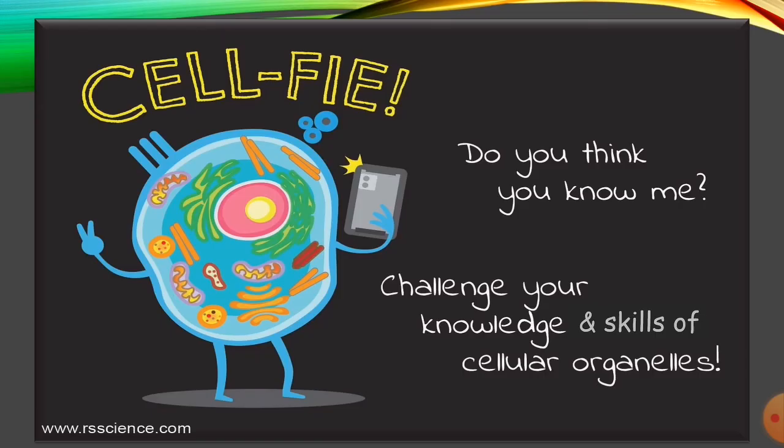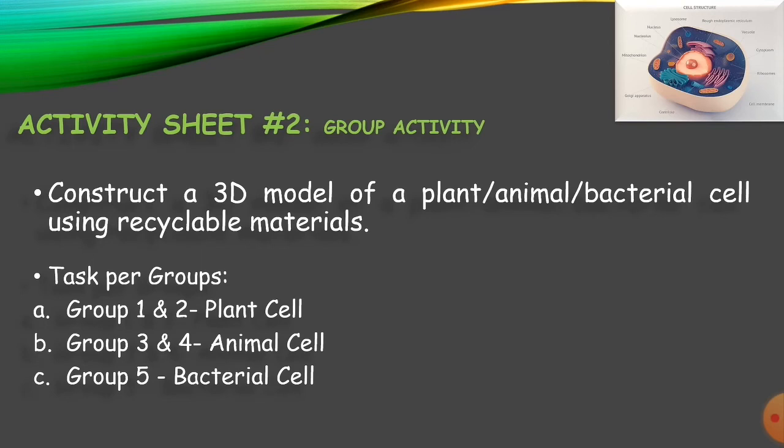For your group activity, you're going to challenge your knowledge and skills of cellular organelles. Activity sheet number 2, group activity. You're going to construct a 3D model of a plant, animal, and bacterial cell using recyclable materials. And these are the tasks for groups. Groups 1 and 2, plant cell. Groups 3 and 4, animal cell. And group 5, bacterial cell.